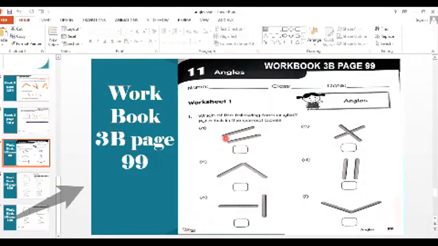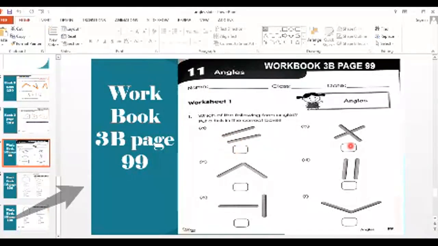Okay, now my students, look at this figure A. Those students who were absent last day, who were not present in the Zoom class, just look at the screen. There are two straight lines, my students, but they are not meeting. They are not joining at any point. So there is no angle. So it's not the correct box.